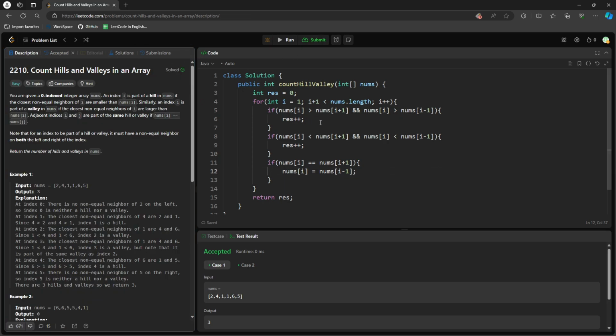All right, so if you don't understand, pause the video, draw on paper, and then you will definitely see what's going on. So space is constant, time is O(n).